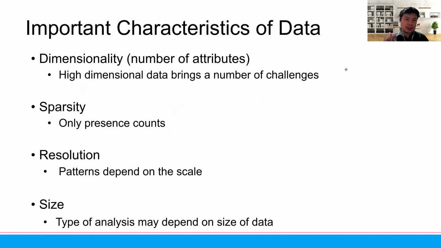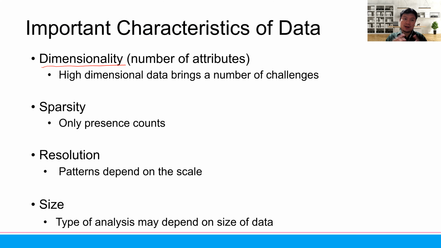Important characteristics of data are related to dimensionality. Dimensionality means the number of attributes. You already know the types of attributes. There are two. What are they? Categorical and continuous. Those attributes can be very numerous. For example, some data can consist of 1,000 attributes, and some data only 5 attributes.